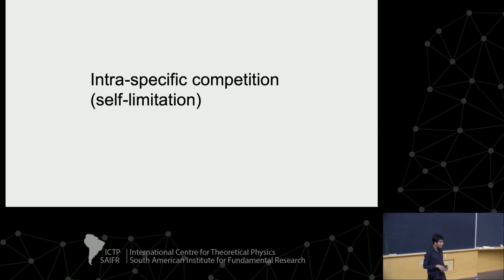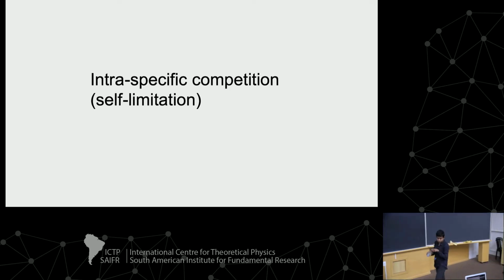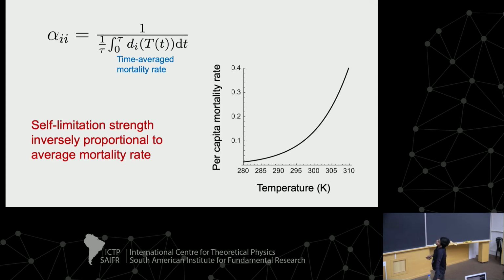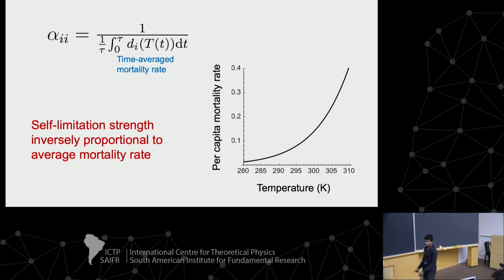Now, with that in mind, let's look at intraspecific competition. Remember, the intraspecific competition coefficient is inversely proportional to the species' time average mortality rate. The mortality rate looks like that. That's the temperature responsive mortality. Okay? So it is this function that you're going to average over the year. Actually, I forgot to say tau is the 365 days. So we do it over the time period of a year because we're interested in seasonal variation.